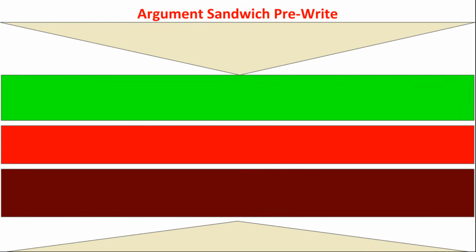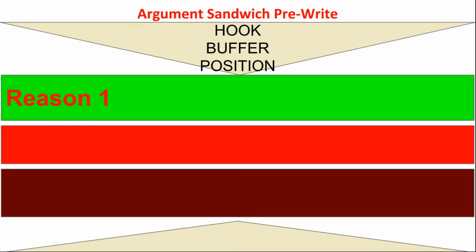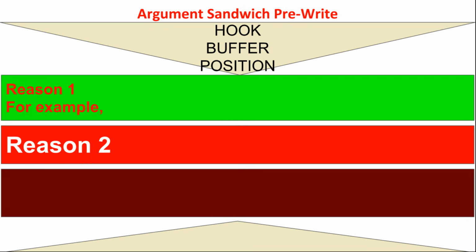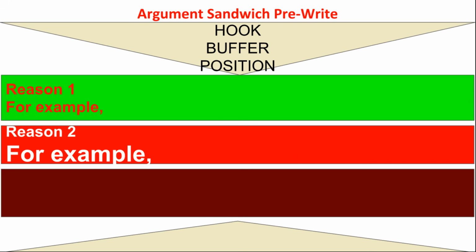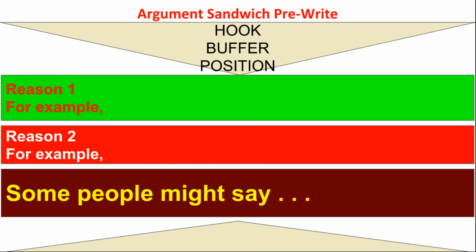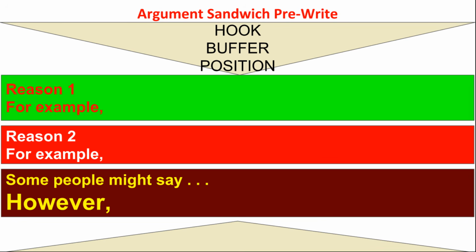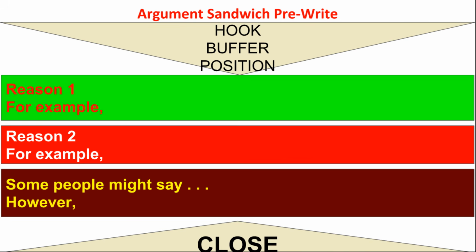In your top bread, you have your position, hook, and maybe a buffer sentence. Then you have your lettuce, reason 1, and for example. Then your tomato, reason 2, and for example. Then your bacon: some people might say, and however. And finally, your close. Ask the reader to take action.